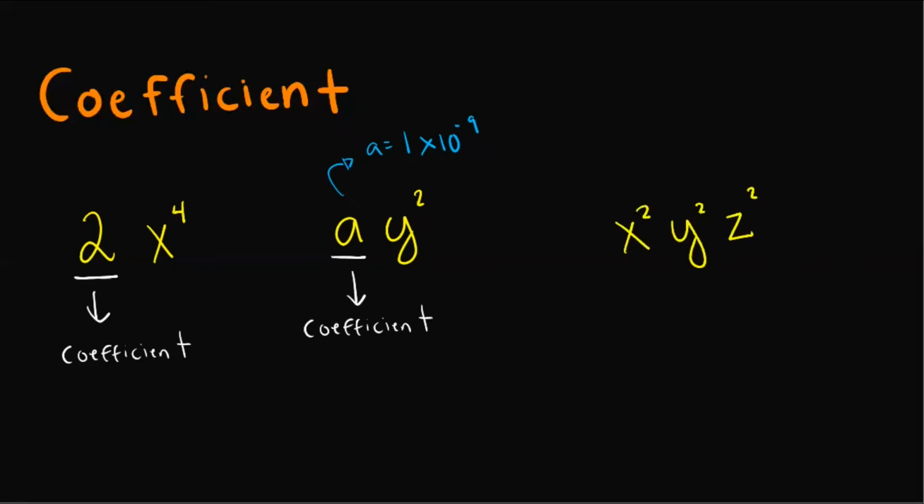But note that we can also write this one as 1 x squared, y squared, z squared. Since 1 is like an identity, since 1 times this whole would simply be the same. So for this one, our coefficient is actually this one. So even though it is hidden at first, we know that when it's not present, when there is no coefficient, it must be 1. So that's it for coefficients.